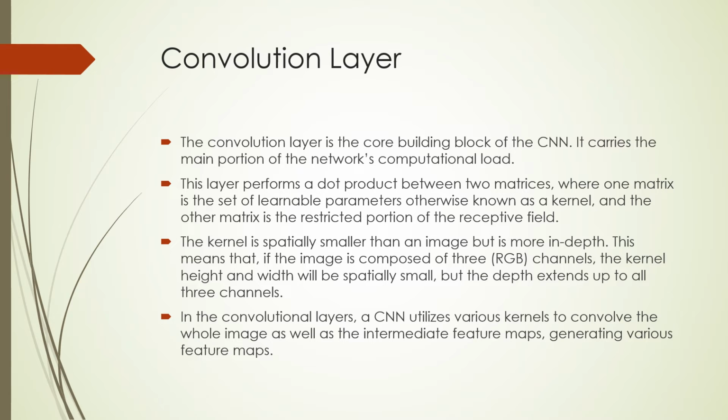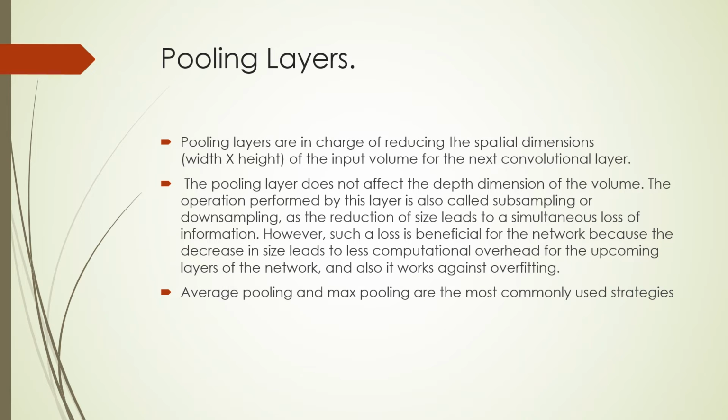In the convolutional layers, a CNN utilizes various kernels to convolve the whole image and the intermediate feature maps, generating various feature maps. So next come the pooling layers. Pooling layers are in charge of reducing the spatial dimensions, height and width, of the input volume for the next convolutional layer.